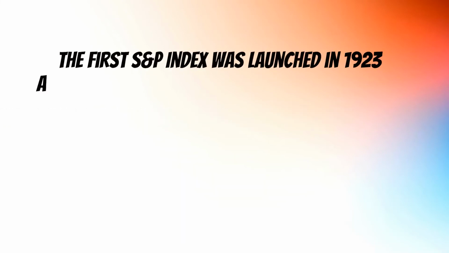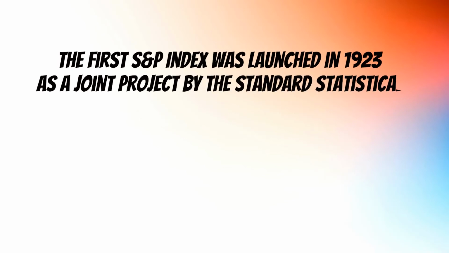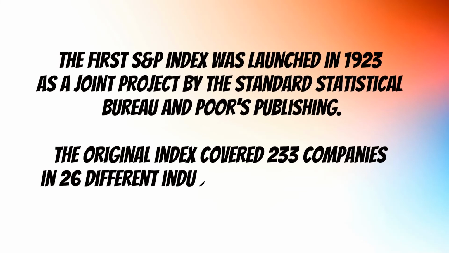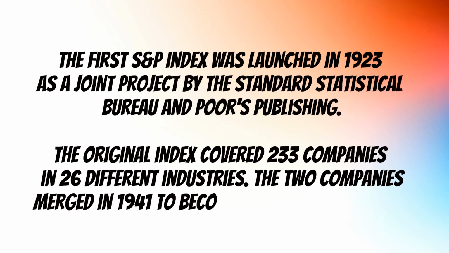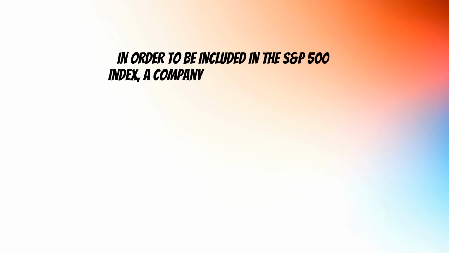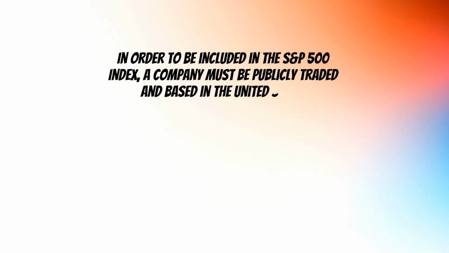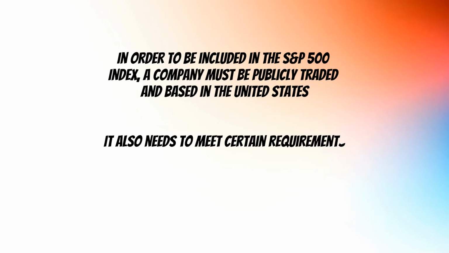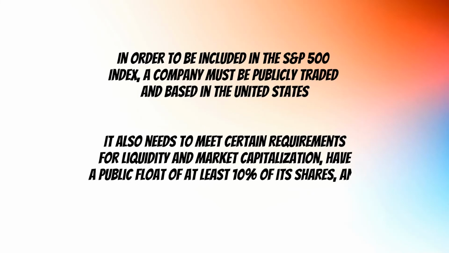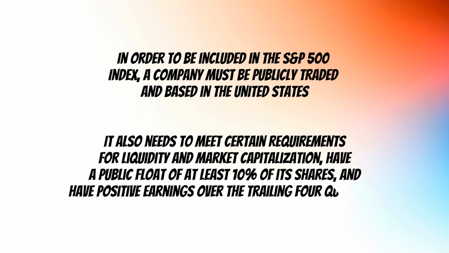The first S&P index was launched in 1923 as a joint project by Standard Statistical Bureau and Poor's Publishing. The original index covered 233 companies in 26 different industries. The two companies merged in 1941 to become Standard & Poor's. Now taking a look at who qualifies for the S&P 500. In order to be included within the S&P 500 index, a company must be publicly traded and based in the United States. It also needs to meet certain requirements for liquidity and market capitalization. It must also have a public float of at least 10% of its shares, and have positive earnings over the trailing 4 quarters.